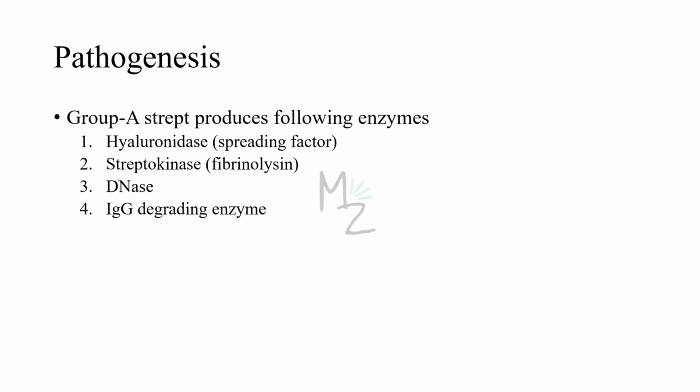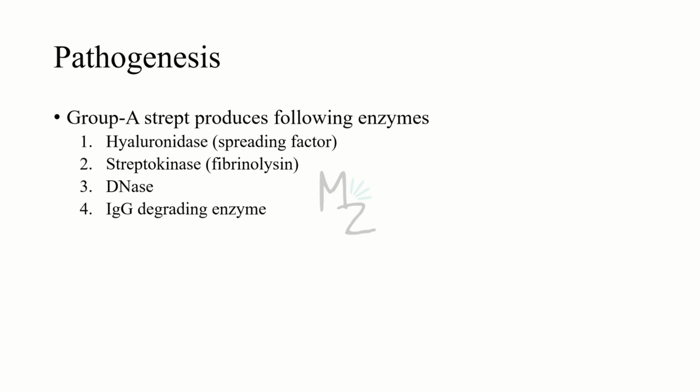Group A strep also produces certain enzymes, and these are really important for the pathogenesis. Number 1 is hyaluronidase. It degrades hyaluronic acid, which is the ground substance of subcutaneous tissue. Hyaluronidase is known as spreading factor because it facilitates the rapid spread of Streptococcus pyogenes in skin infections like cellulitis. The second one is streptokinase. It is also termed fibrinolysin. It activates plasminogen to form plasmin, which dissolves fibrin in clots, thrombi, and emboli. It can be used to lyse thrombi in coronary arteries of heart attack patients.